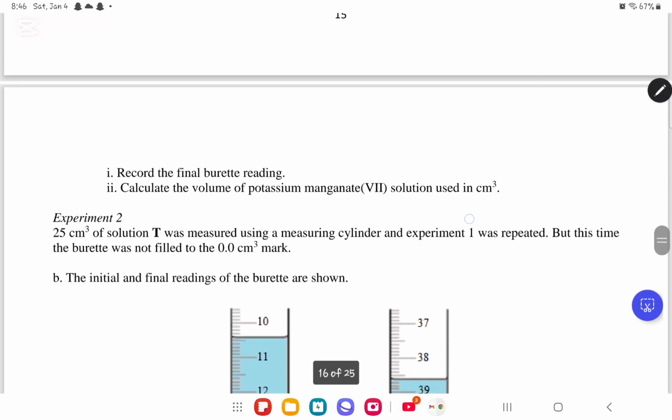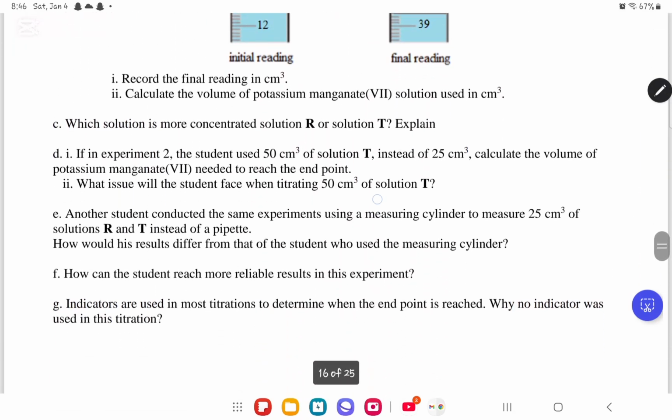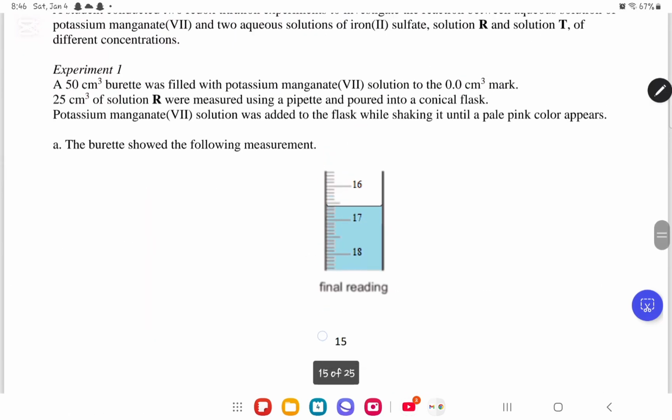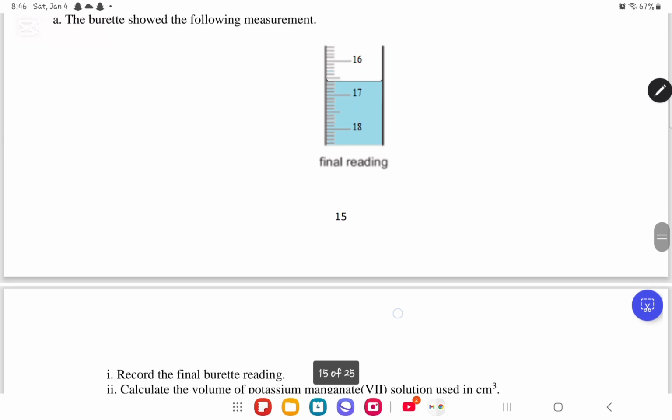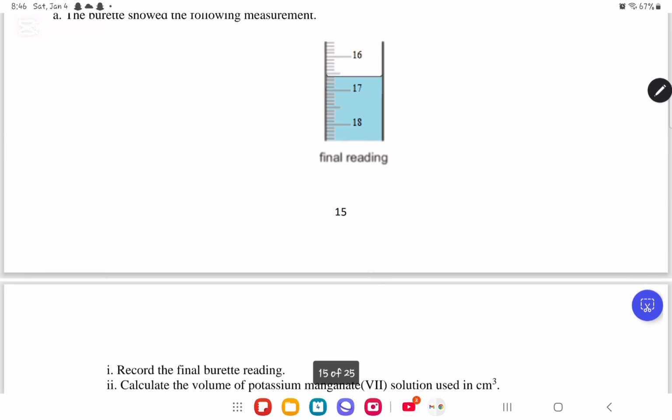Okay, here we have an experiment B, C. Here is A. The burette showed the following measurements. They want us to record the final burette reading. So we just need to record this reading. As you can see, it's upside down. So 16, that means 16.1, 16.2, 16.3, 16.4, 16.5, 16.6. So the reading is 16.6 centimeter cubed.